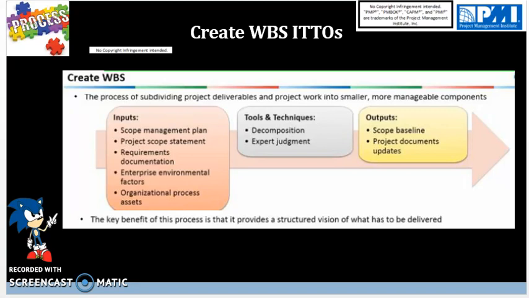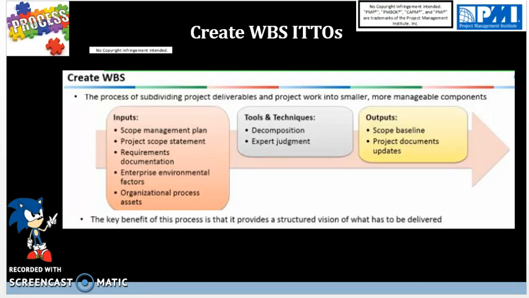For inputs, we have the scope management plan, project scope statement, which is coming from the define scope process, requirements documentation, which is coming from collect requirements process, enterprise environmental factors, which are factors outside of the project team's control, such as industry standards, regulatory requirements, OPAs or organizational process assets, which are policies and procedures that help us govern how we will create the WBS. These standards are usually defined by the company.